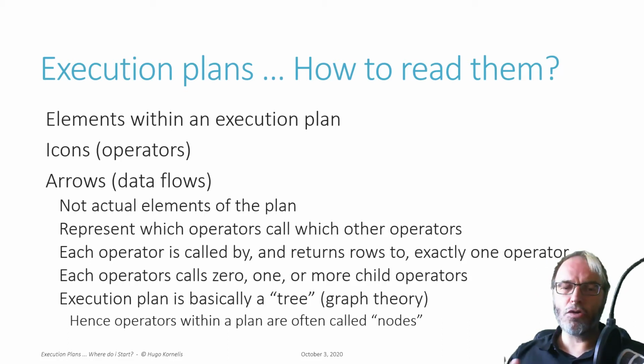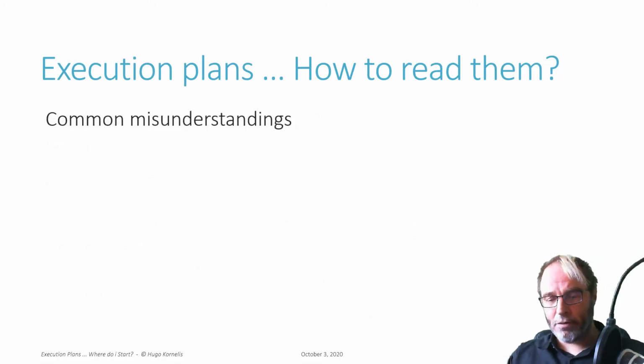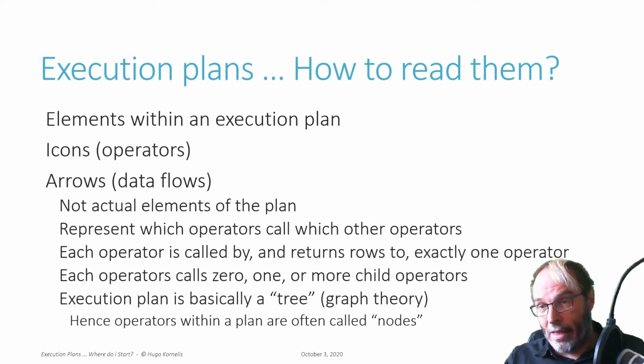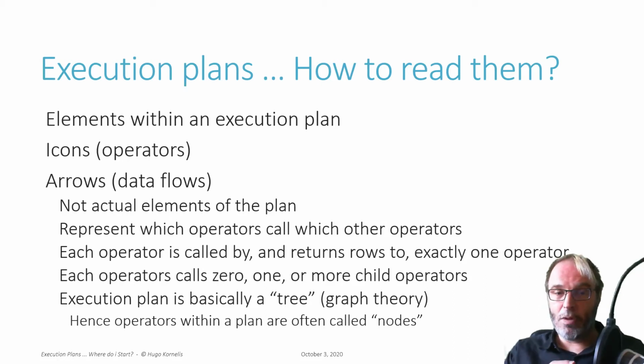Now the reason I call those arrows data flows is, like I said, the arrows represent which operators can call which other operators, but every call is responded to by returning a row. So if operator A can call operator B, then operator B returns rows to operator A. So data flows from B to A, and that's why the arrows are often seen as data flows. The arrow direction is actually the data flow direction and not the call direction.